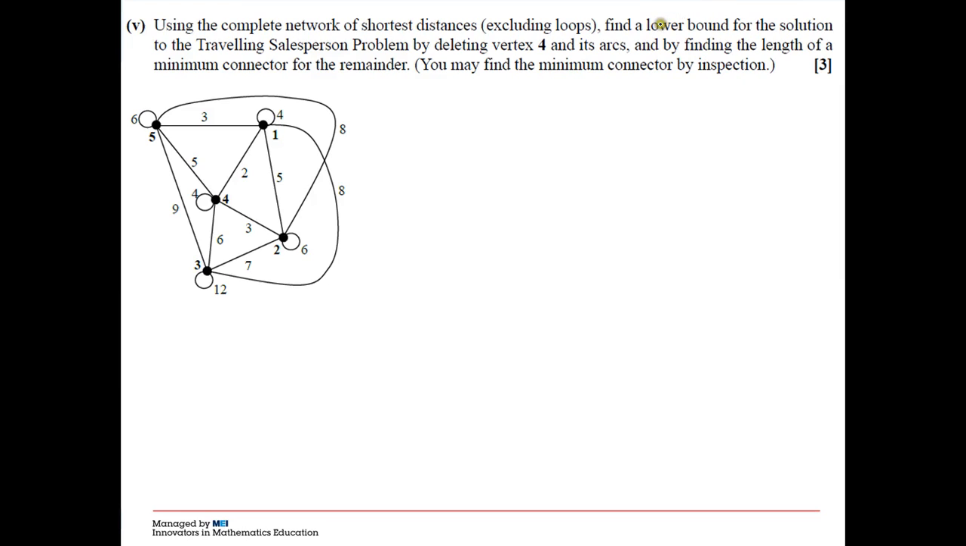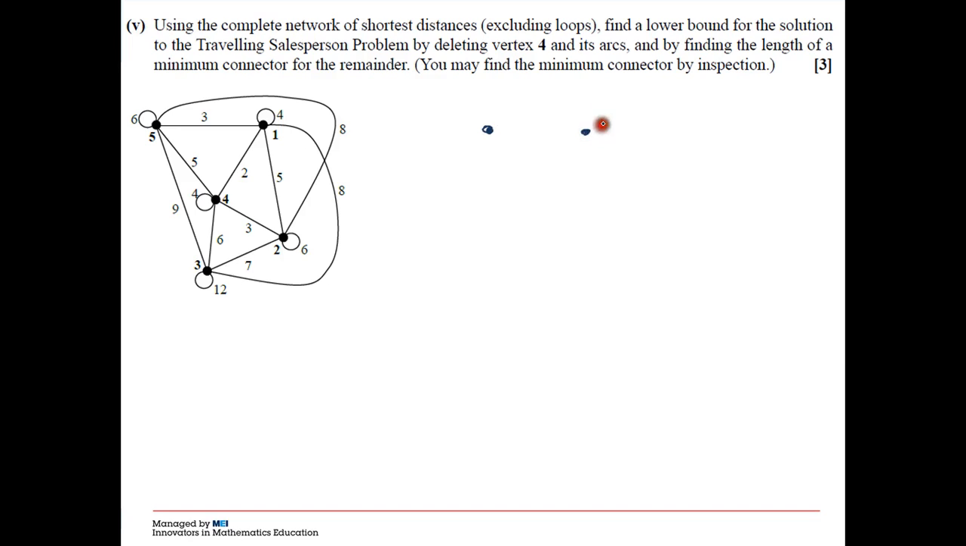And then part 5 we will work through, because this is a different problem to the ones we did in the first one. First of all, using the complete network of shortest distances excluding the loops, find a lower bound for the solution of the travelling salesperson problem by deleting vertex 4 and its arcs. So when we looked at the other one, we didn't do a lower bound, so this is how we generally do a lower bound. So we're going to delete vertex 4.